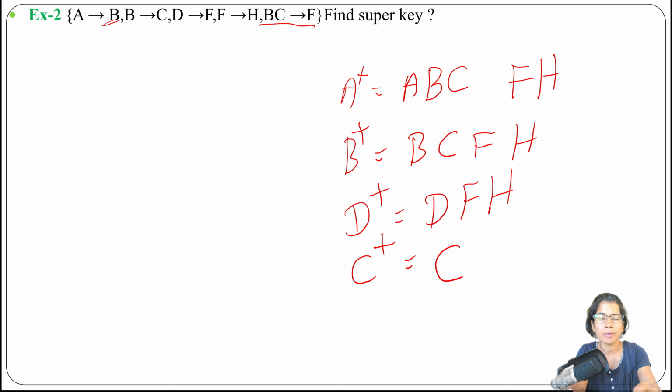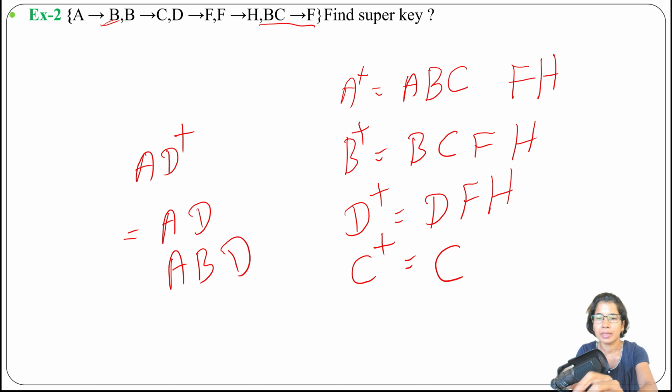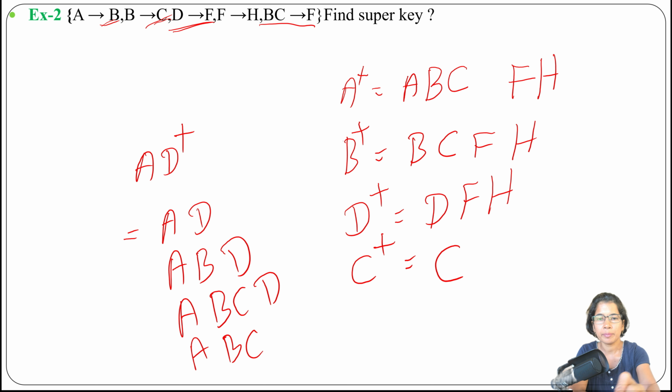So the maximum we found is from A positive closure, just D is missing. So what we can do is find AD positive closure. AD positive closure will be A, D first, then we can add B as A implies B, then from B we can derive C, so A, B, C, D, then from D we can derive F, and even from B, C we can derive F, so D, F. From F we can derive H. A, B, C, D, F, H. We are able to derive all the attributes from AD positive closure. That's why the minimal super key will be AD.